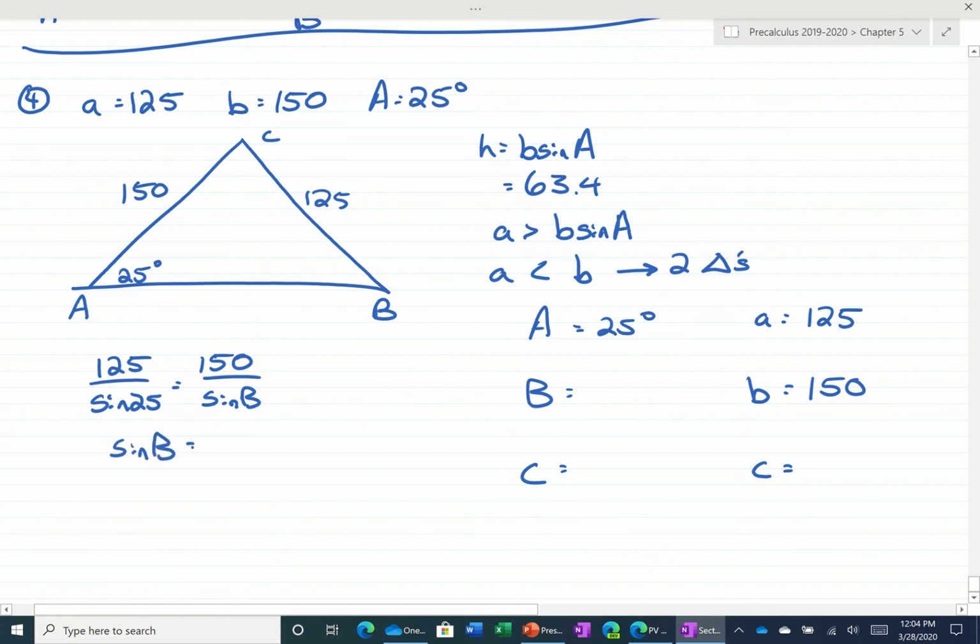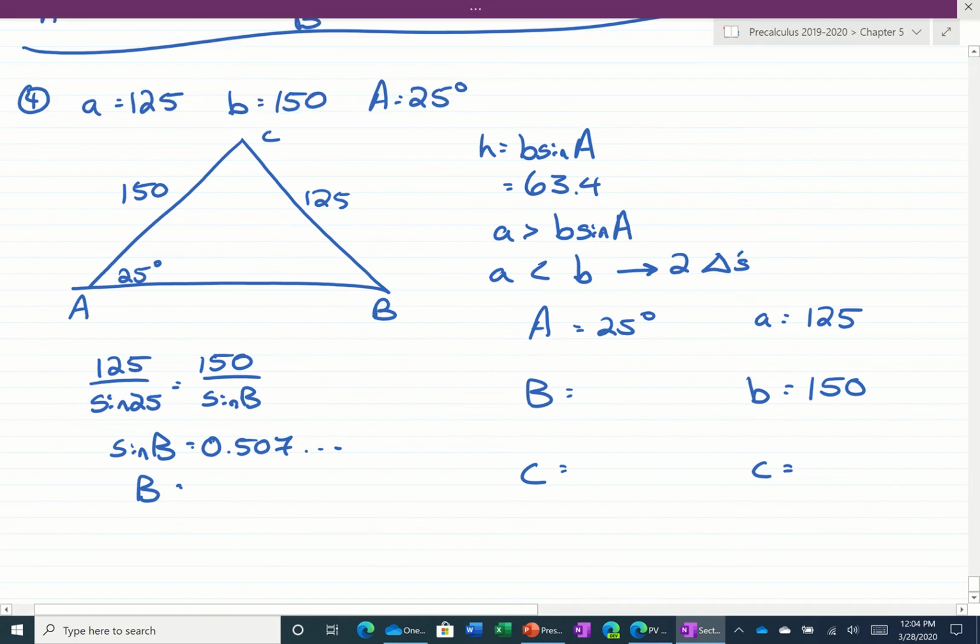So if we cross multiply, we get 150 sine of 25, close parentheses, divided by 125. Sine of B is going to be 0.507. If we take the inverse, we get angle B is 30.5. Then if we do 180 minus angle A and B, that comes out to be 124.5.